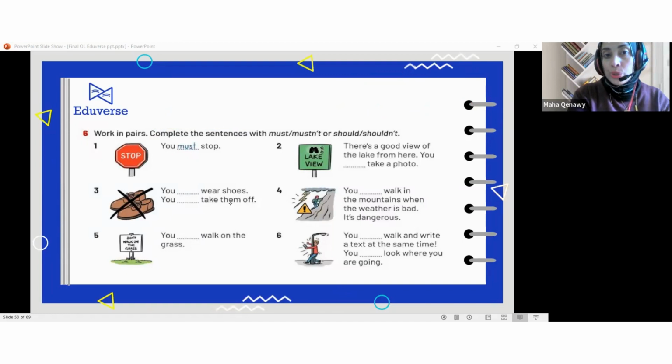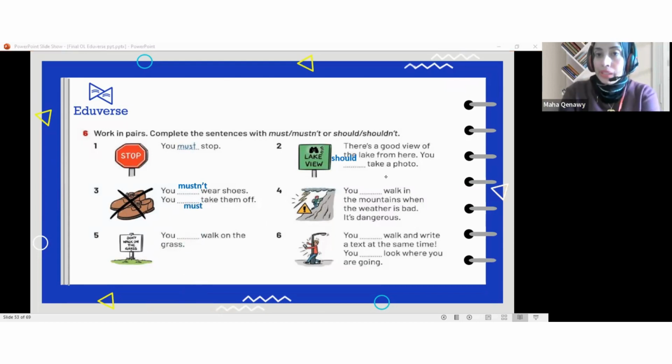Now, you wear shoes. If you're entering a masjid, for example, you shouldn't or mustn't. Yeah. Here, you mustn't wear your shoes. You cannot wear them. It's disallowed. It's not allowed to do so. You must take them off. Okay.